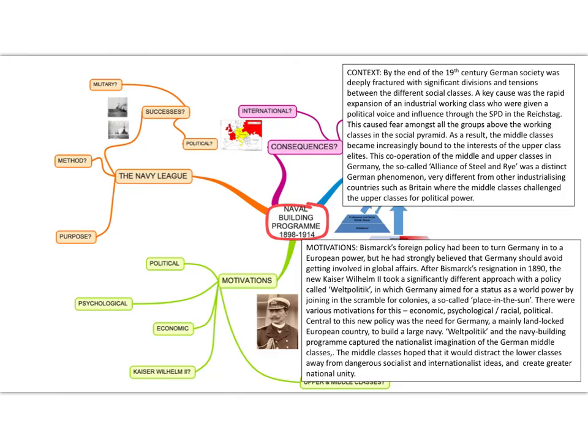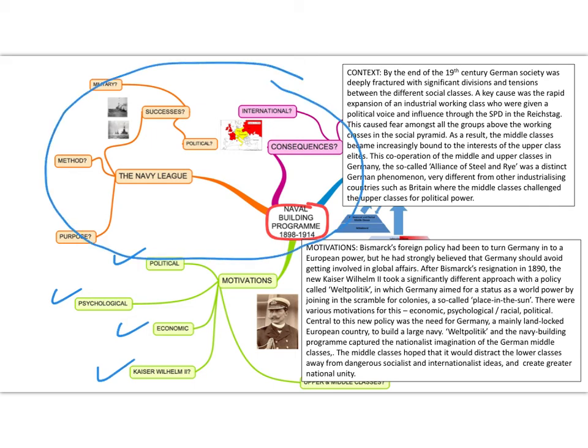Okay, so there are motivations: political, psychological, economic, and of course the personality of the Kaiser. And I'll pause at that point. My phone has just told me a couple of minutes ago that we've now passed the hour mark. So that's as far as I wanted to go in this first lesson. And then in the next lesson, we will look at the Navy League and the consequences of the naval building programme that the Kaiser actually followed.